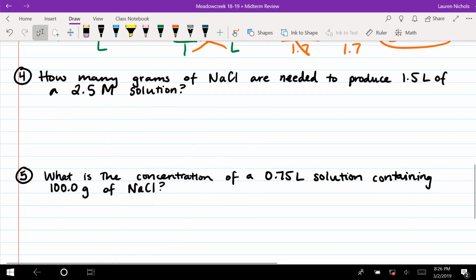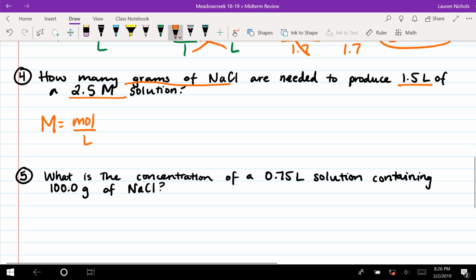If we look at number 4, this one is a little bit different. It's asking for how many grams of NaCl are needed to produce 1.5 liters of a 2.5 molar solution. So again, even though there's grams involved, I'm still just going to write my formula. M is equal to moles divided by liters. I know that M is 2.5. I don't have a number with moles beside it, so I leave it alone. And then liters is 1.5.